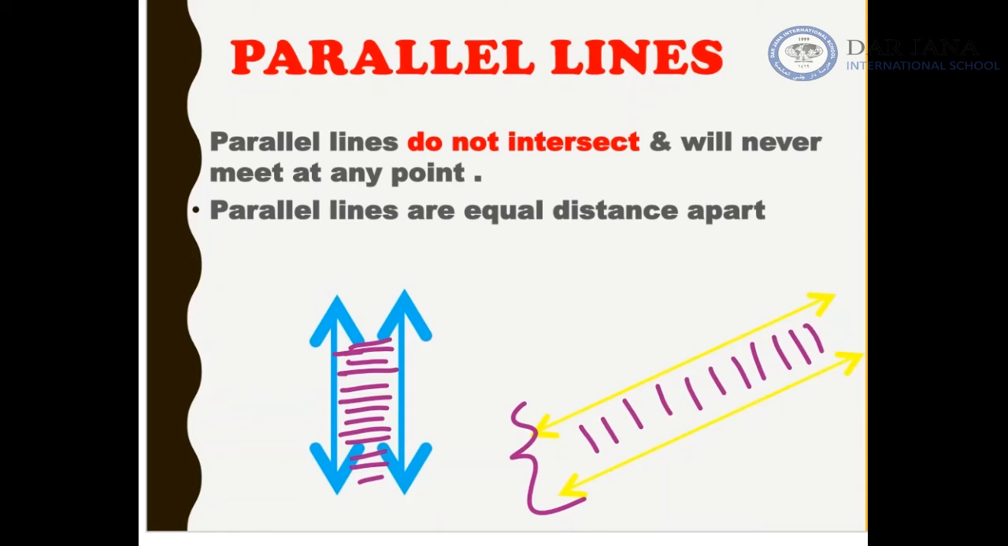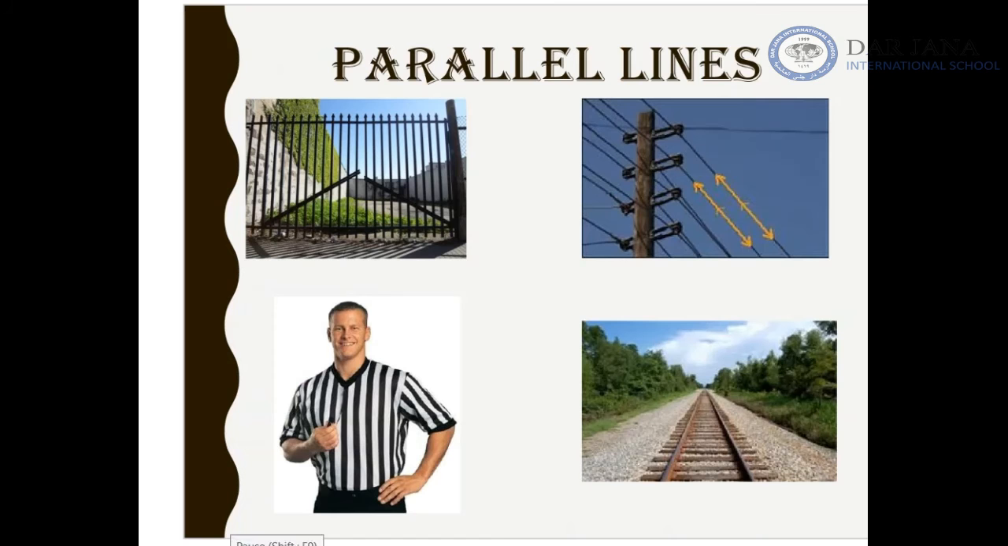So anytime I have lines that are not going to cross, not going to meet, not going to have any intersecting point between them, I'm going to call these lines parallel lines. So parallel lines never meet, never cross, and always have equal distance between them. Here are some real-life examples about parallel lines.